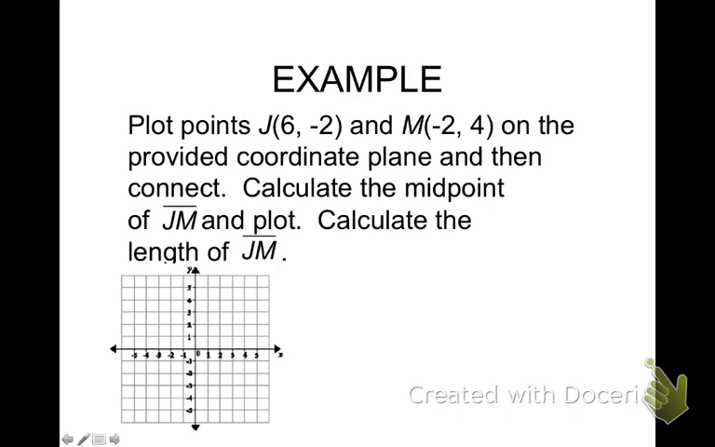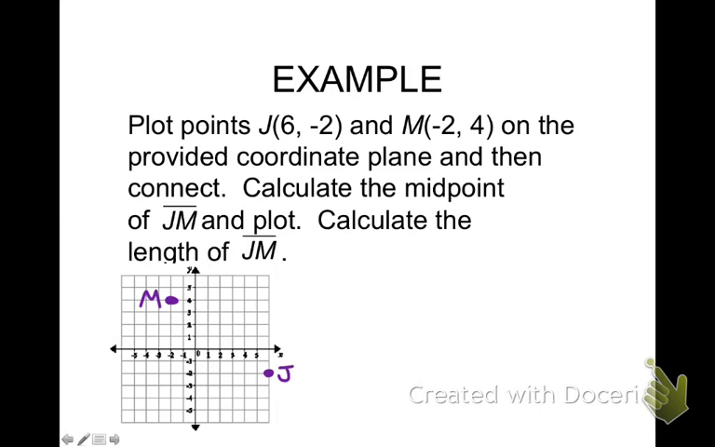So let's go ahead and plot point J. Go to the right 6, go down 2. So right 6, down 2, label that a J. M is at -2, 4, so go to the left 2, up 4 from the origin. Make that an M.